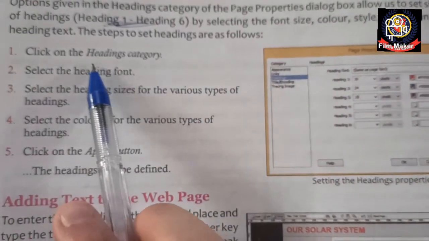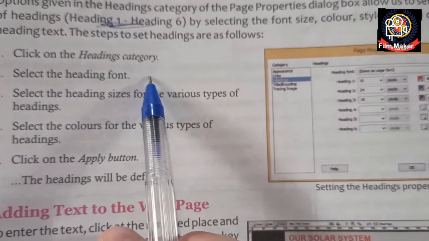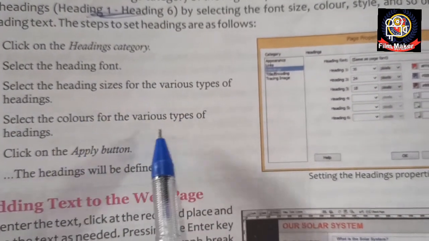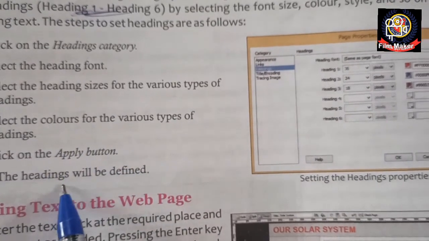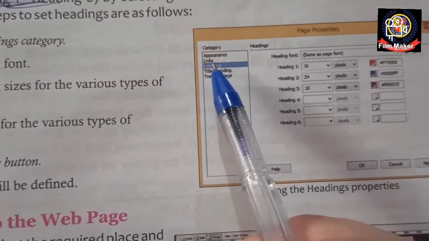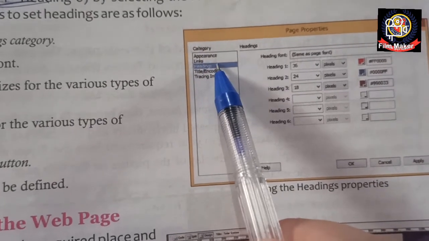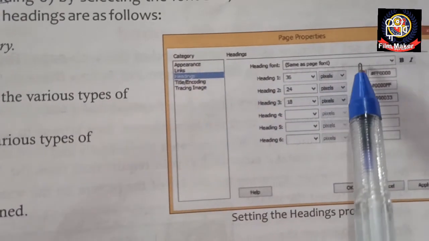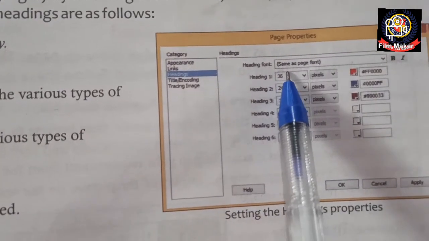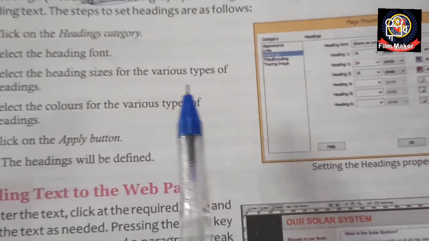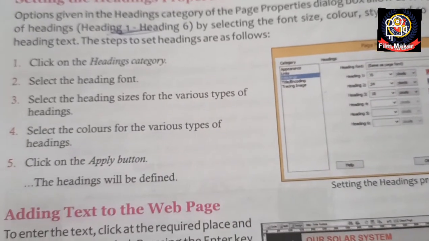Click on the heading category, select the heading font, then select the heading size for the various types of headings, select the color of the various types of headings, click on the Apply button, and the heading will be defined. So first of all we have to click over here in the category, select this heading, and then from here we can select the heading font, heading size and heading color. Clear children? This is how we can set the heading properties.